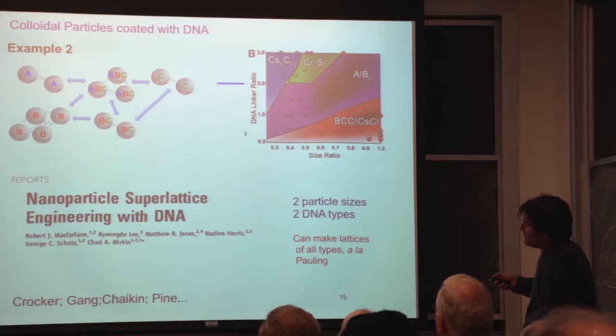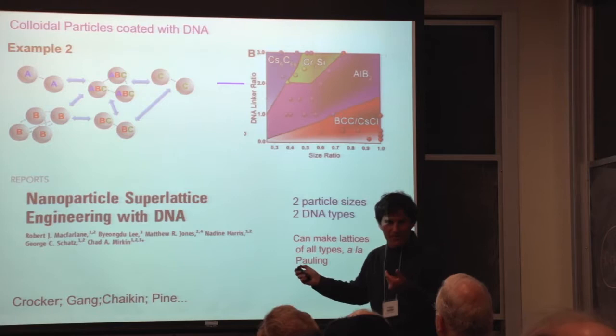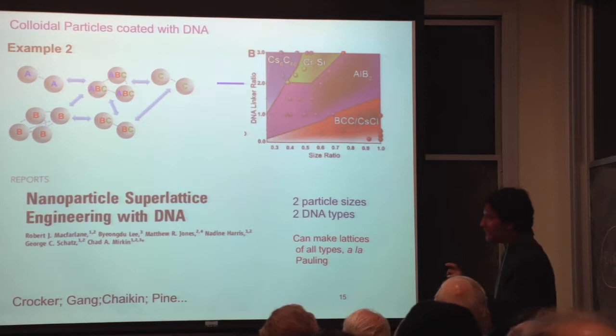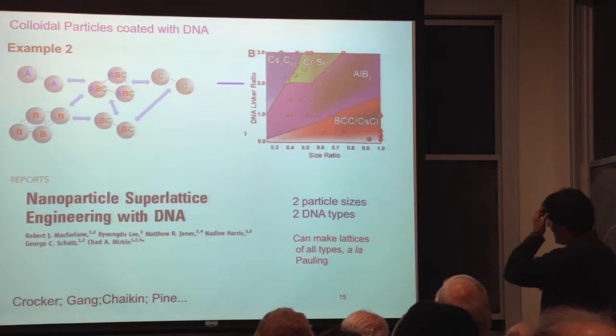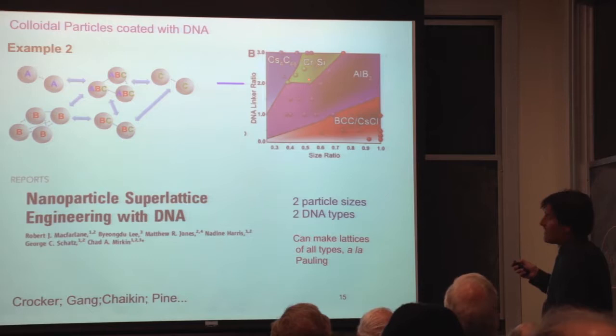A and B are different strands. You basically set it up so that B sticks to B's and A's stick to A's, but B's don't stick to A's, right? So you literally can have particles with short range interactions where you control who sticks to whom. The demonstration in this paper was that they took two different particles with two different sizes, each coated with different types of DNA strands. By changing the size ratio of the particles and the linker ratio, that's just the length of the DNA strands, they were able to make a phase diagram of a huge set of crystal lattices that had been discussed by Pauling in the 1920s.